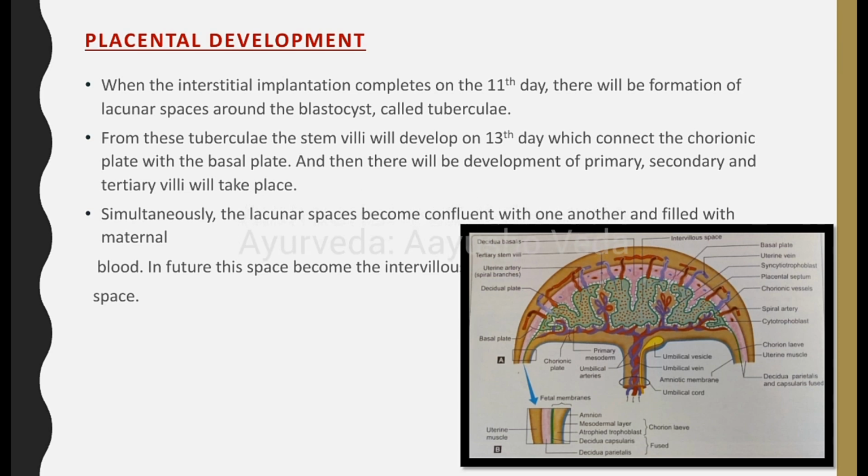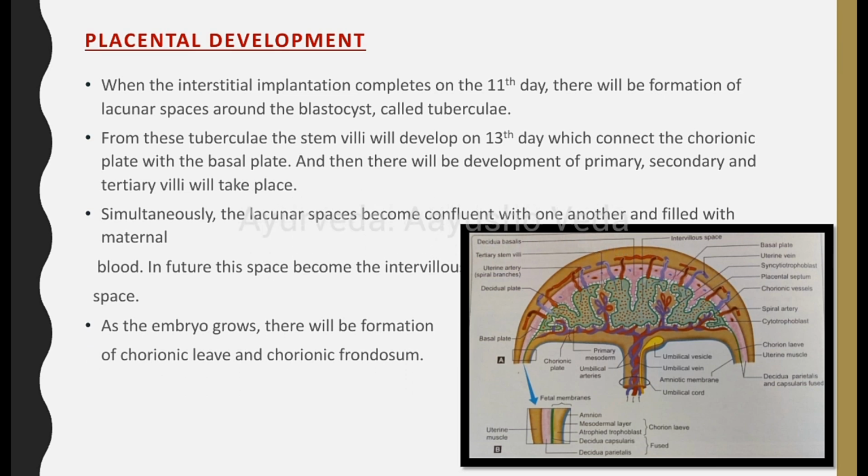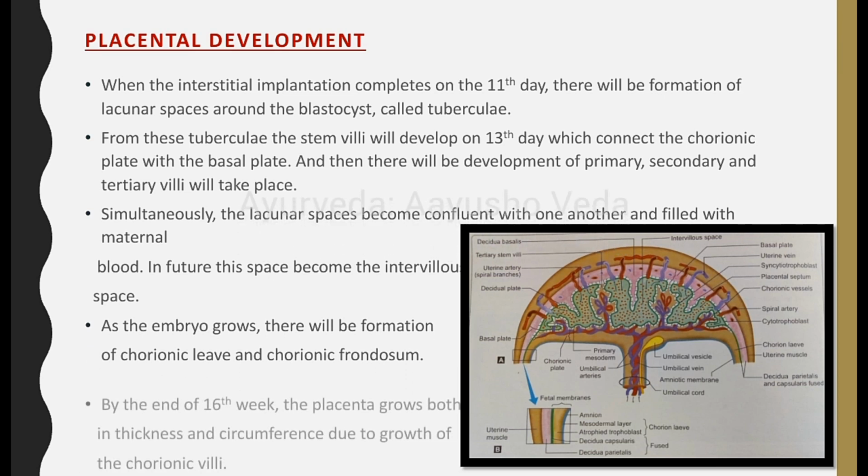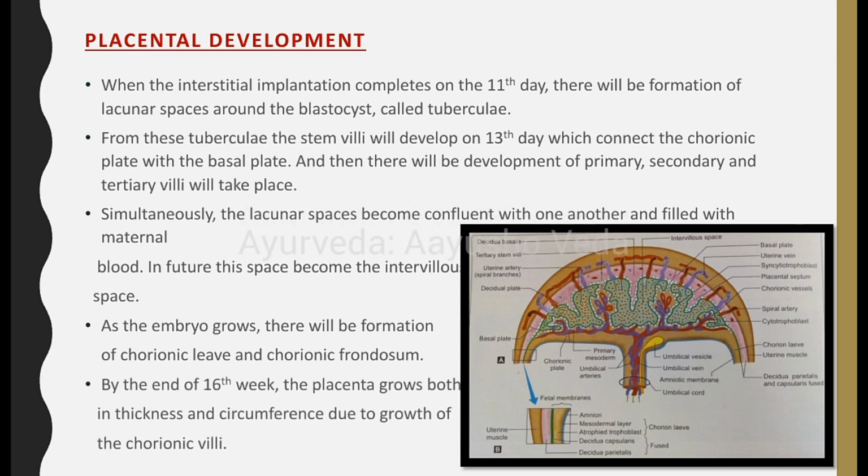In this picture, you can see the structure of placenta. As the embryo grows, there will be formation of chorionic leaf and chorionic frondosum. And by the end of 16th week, the placenta grows both in thickness and circumference due to the growth of chorionic villi.